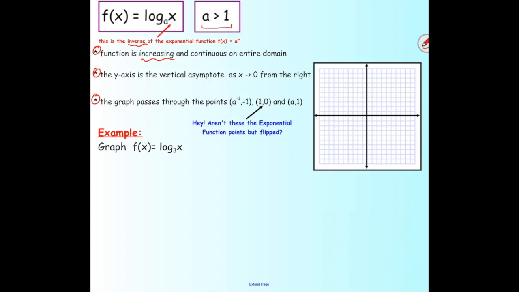The y-axis is a vertical asymptote. Now, in exponential, we were used to having our horizontal one, over the x-axis. But since it's the inverse, it kind of makes sense that we no longer have a horizontal, we have a vertical. So we're going to have one straight down the y-axis there. If we were to write that equation, it would be what, Mr. Z? x equals 0 instead of y equals 0. That's correct, yeah.